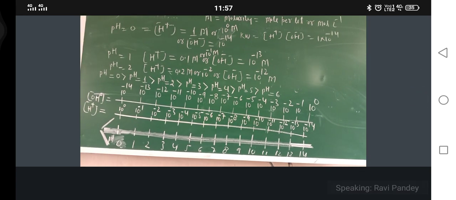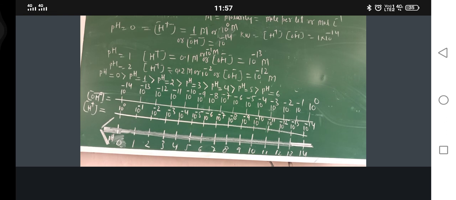Okay. So one side what is there? pH is written. Then the same thing can be expressed in terms of H positive. The same thing can be written in terms of OH negative. Okay. I hope that you are understanding.